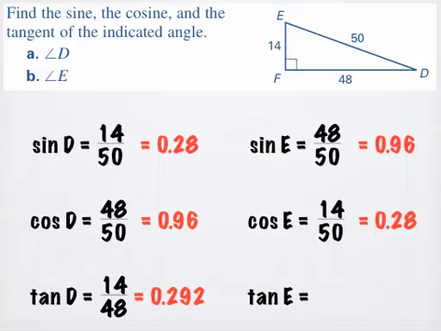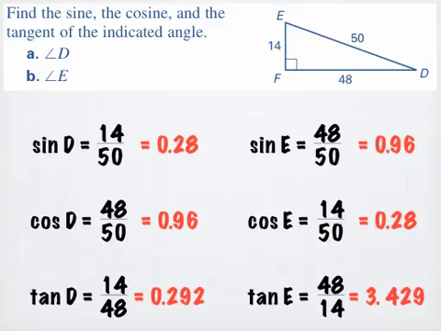And then the tangent for E is opposite over adjacent, which would be, in this case, 48 over 14, which is 3.429. So far, I'm not sure if we've had an answer over 1. But as you can tell by the tangent of E, some angle measures for the different trig ratios, their answer is going to be greater than 1. In this case, it's almost 3.5. So you don't have the wrong answer if you get what you think is a number that's too large.